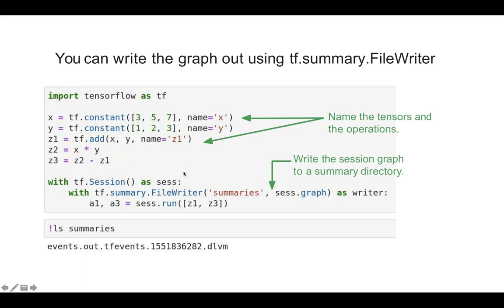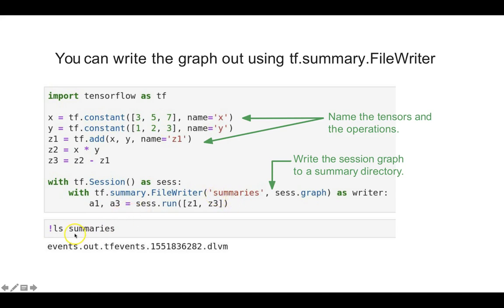We can save the graph using tf.summary.FileWriter. First we create a session, and under that tf.summary.FileWriter, we give it any name. Then sess.graph as writer. Under that we run any of the tensors. We can also pass a list of tensors to session.run. So we are running a list of z1 and z3 tensors and assigning their results to a1 and a3.